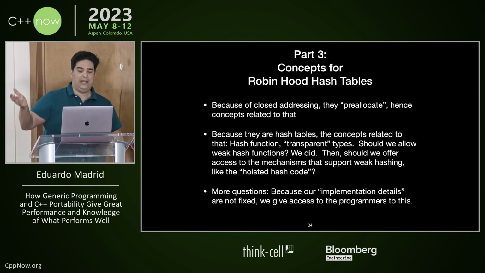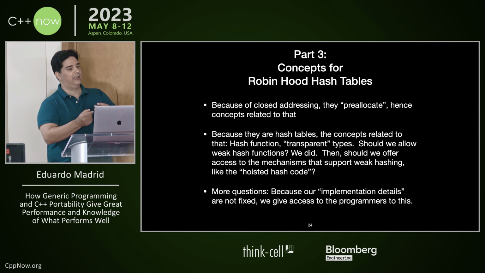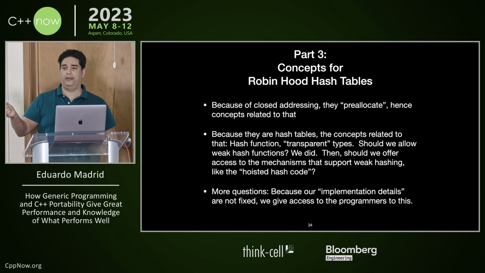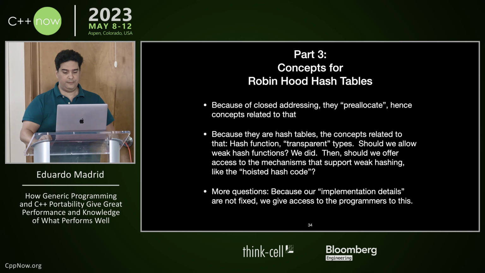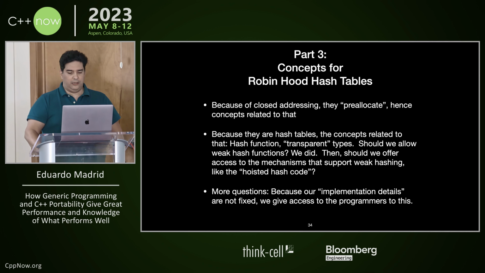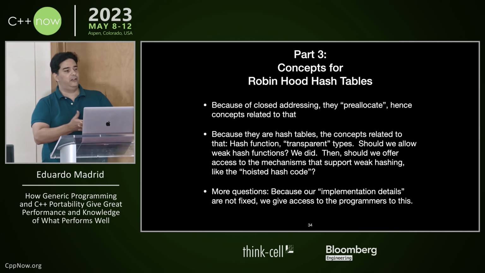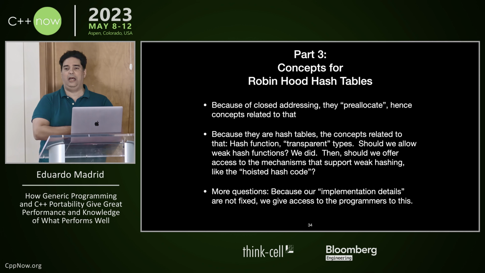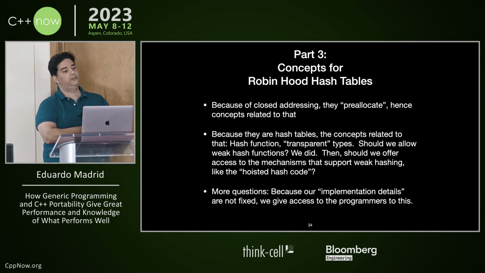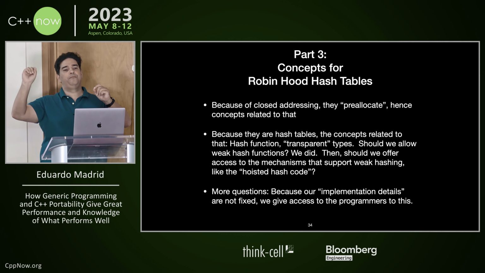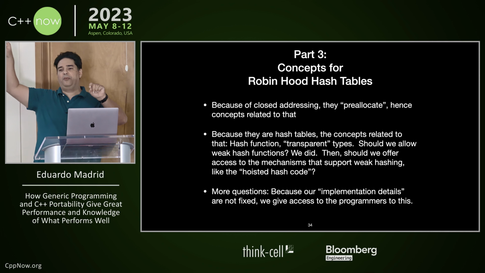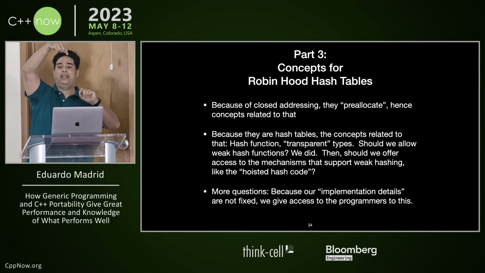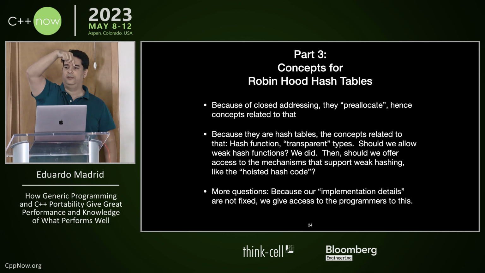And there are a lot of concepts related to that very fact that are absent from the normal standard map and unordered map, because they use open addressing. Then, because they are hash tables, there are the concepts related to hash tables, like the hash function itself, the properties of the hash function, and then what are the transparent types, for example, the types where, if you want to search for a value of that type, you don't need to convert that value type to the key type in the hash table.